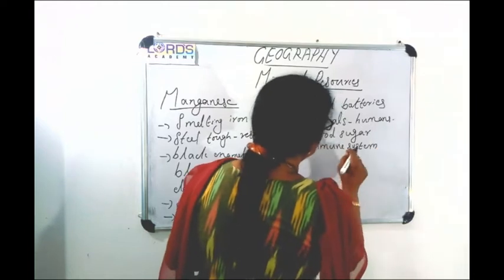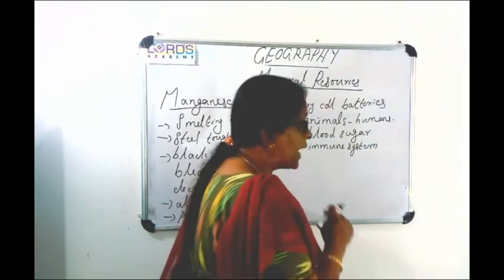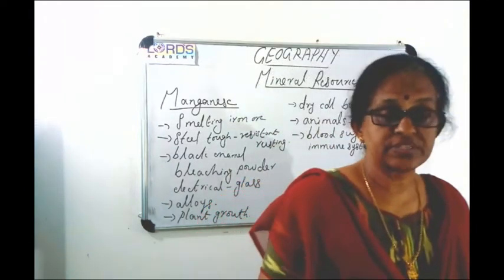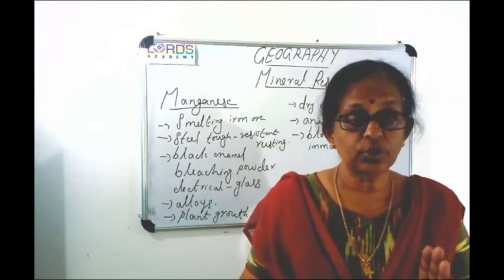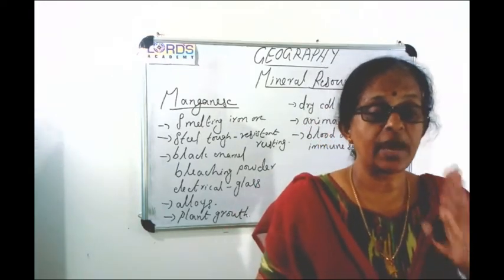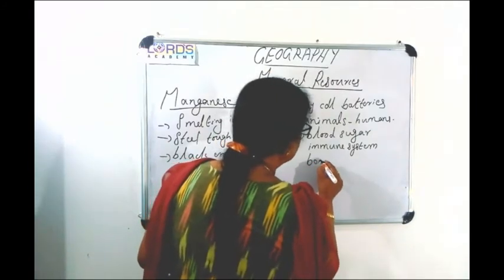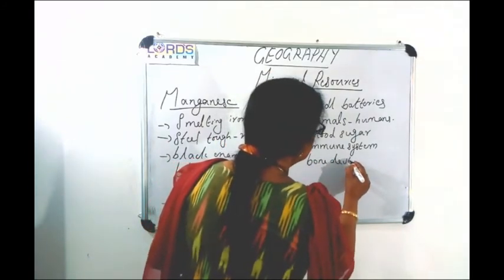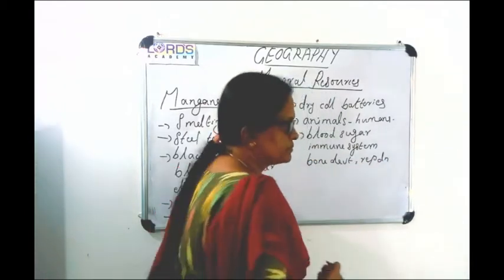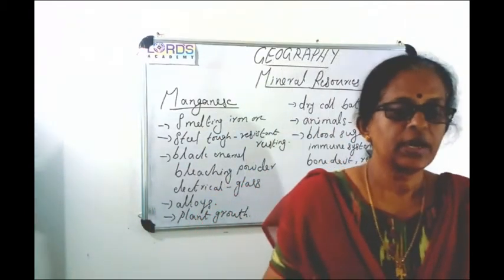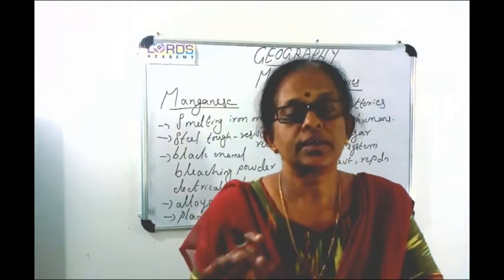It regulates blood sugar and supports the immune system, and many vitamins. It is very good for bone development and reproduction. Clear? What they are saying is that manganese is involved in bone development and reproduction.